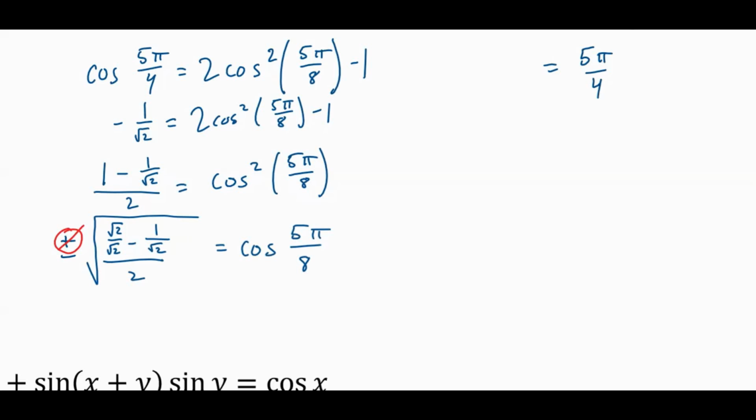And then I'm going to just do one more step where I'm going to simplify inside the radical. So it ends up being root 2 minus 1 over 2 root 2. And that is the fully simplified final version of cos of 5 pi by 8. And you can check that on your calculator, as long as you know how to write that in. Any questions?